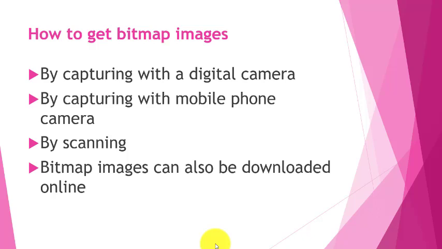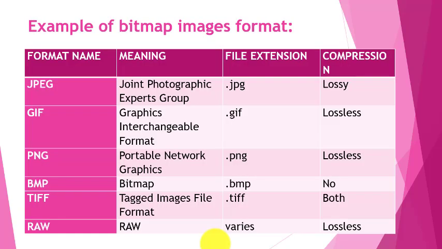Number one, by capturing with a digital camera. Yes, one of the ways we get bitmap images is by capturing. You can also use our mobile phone camera. Then also, any scanned image is a bitmap image. Then we can also download bitmap images online. Now let's move on. Now let's look at the examples of bitmap image formats.